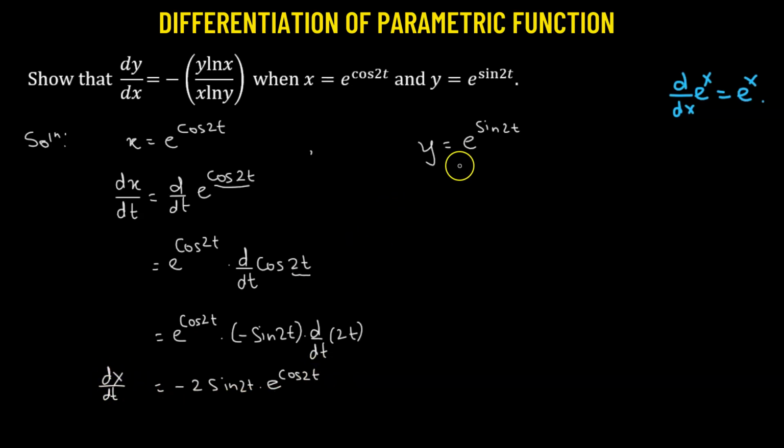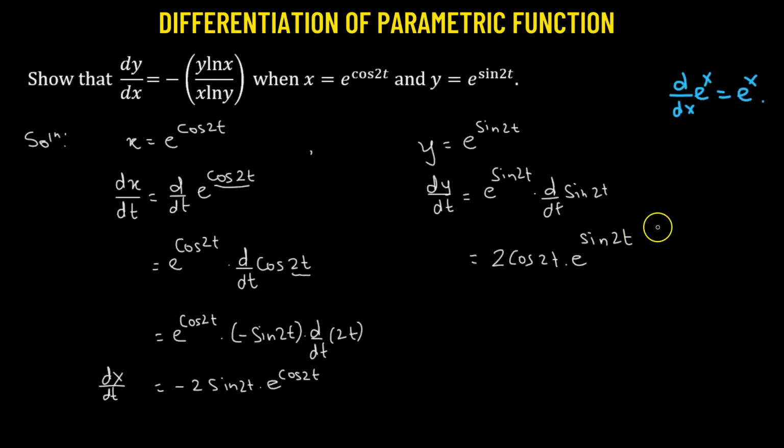Right. Now we'll go to the function y. We'll take the derivative on both sides with respect to t. So this will be equal to, so we have e raised to the power of sine 2t multiplied by the derivative with respect to t of sine 2t. So here also we have used the chain rule. The derivative of sine 2t is going to give us 2 times cosine 2t multiplied by e raised to the power of sine 2t. Right. So we have obtained the value of the derivative of x with respect to t. Well, let's label this as equation number 1, and we have obtained the derivative of y with respect to t as well, equation 2. Now what we'll do, we'll divide 2 by 1.